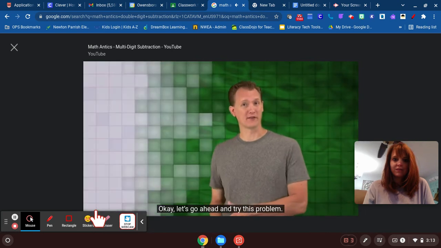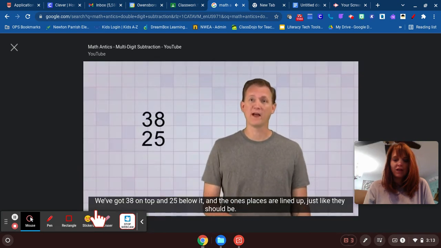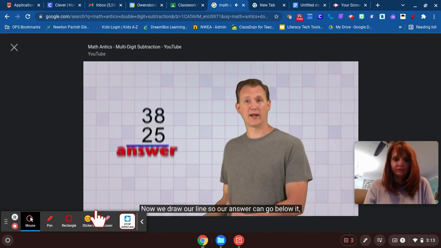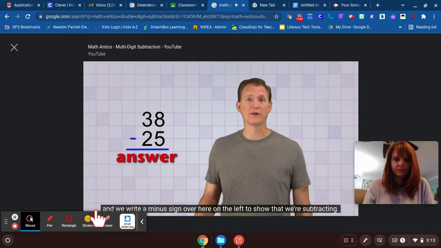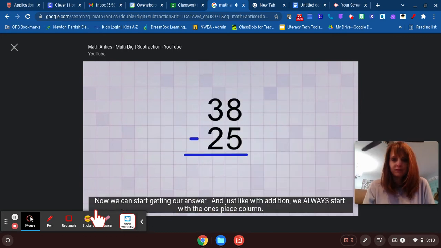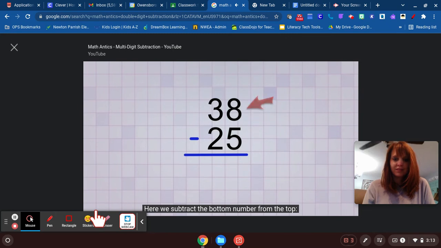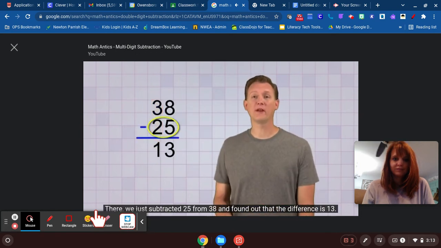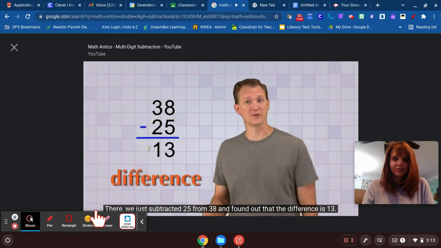Okay, let's go ahead and try this problem. We've got 38 on top and 25 below it, and the ones places are lined up just like they should be. Now we draw our line so our answer can go below it, and we write a minus sign over here on the left to show that we're subtracting. Now we can start getting our answer, and just like with addition, we always start with the ones place column. Here we subtract the bottom number from the top. 8 minus 5 equals 3, so the 3 goes in the ones place of our answer. Now we move to the next place column to the left, the tens place. There we have 3 minus 2, which is 1. There. We just subtracted 25 from 38 and found out that the difference is 13.